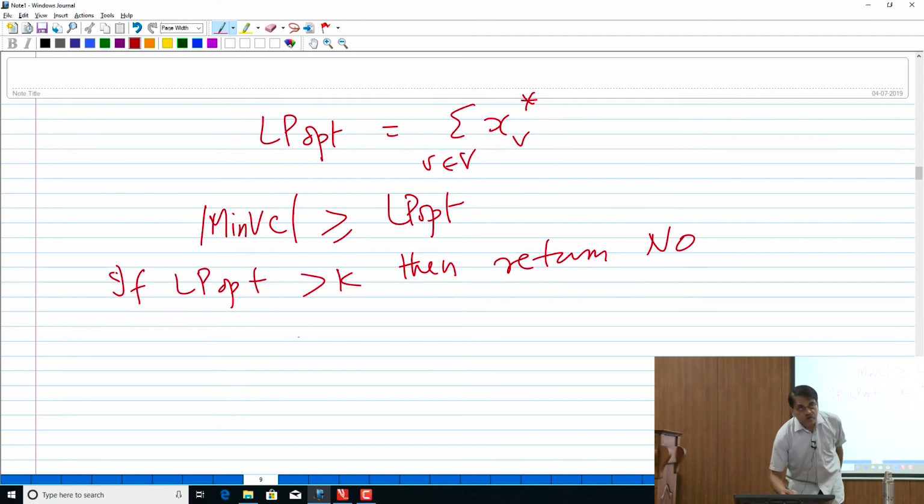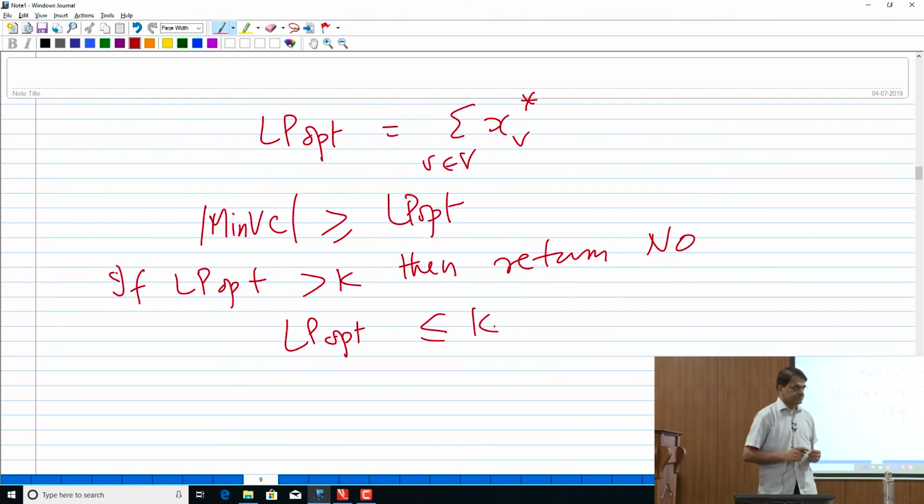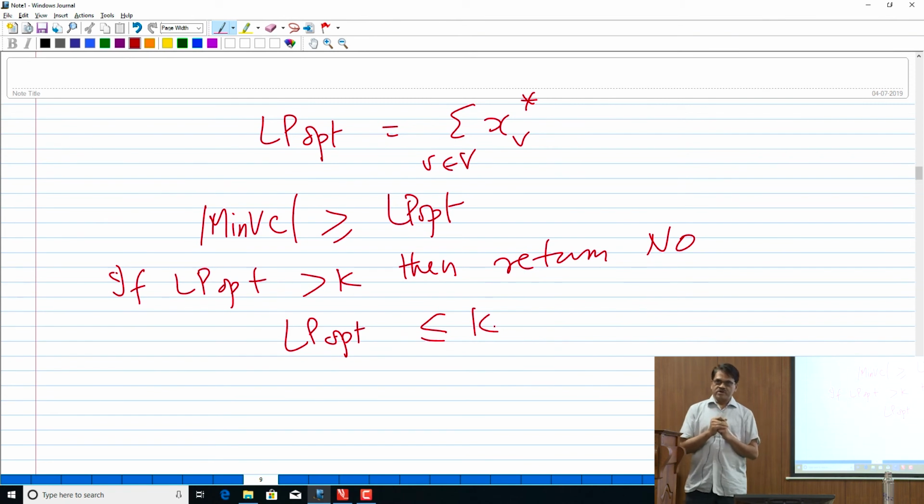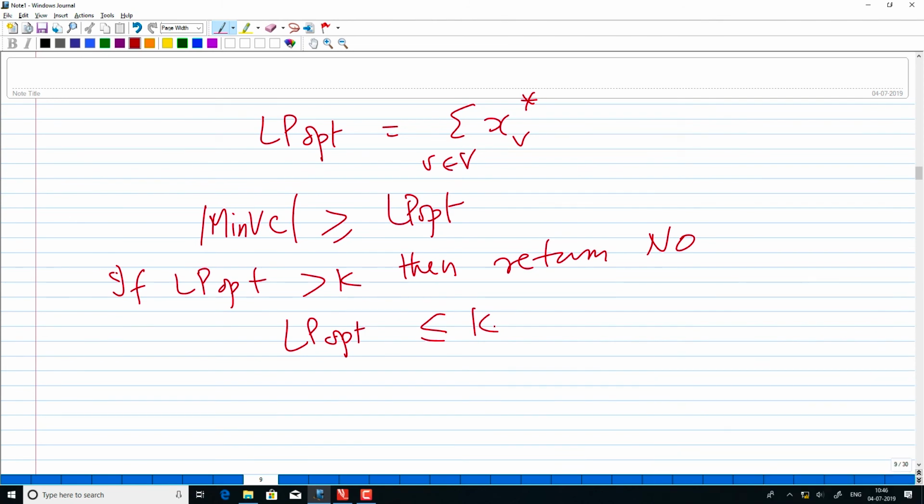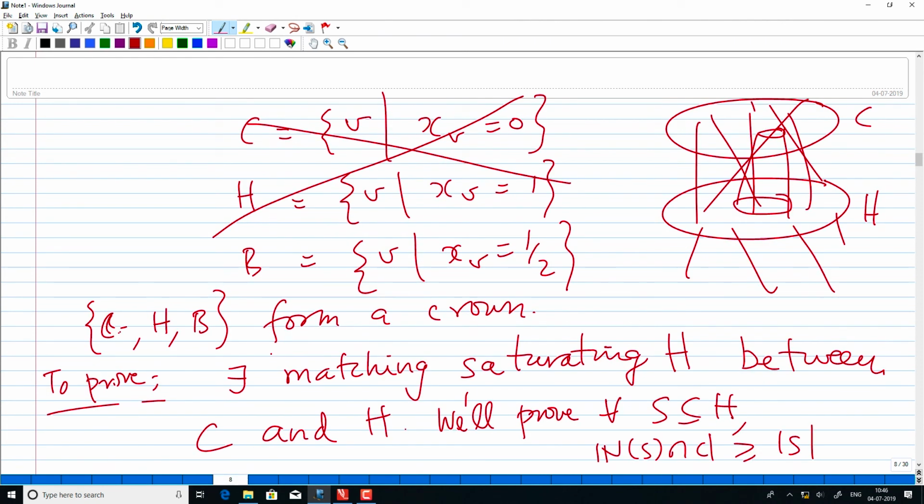So at this point, what do I have? I have LP opt is less than or equal to k. Okay? So now I solve the LP, check the optimum solution. If it is more than k, I say no. If it is less than k, I look at those values which got 0, half, 1, and I get a crown, do the crown reduction, and what I am left with is only these B vertices.